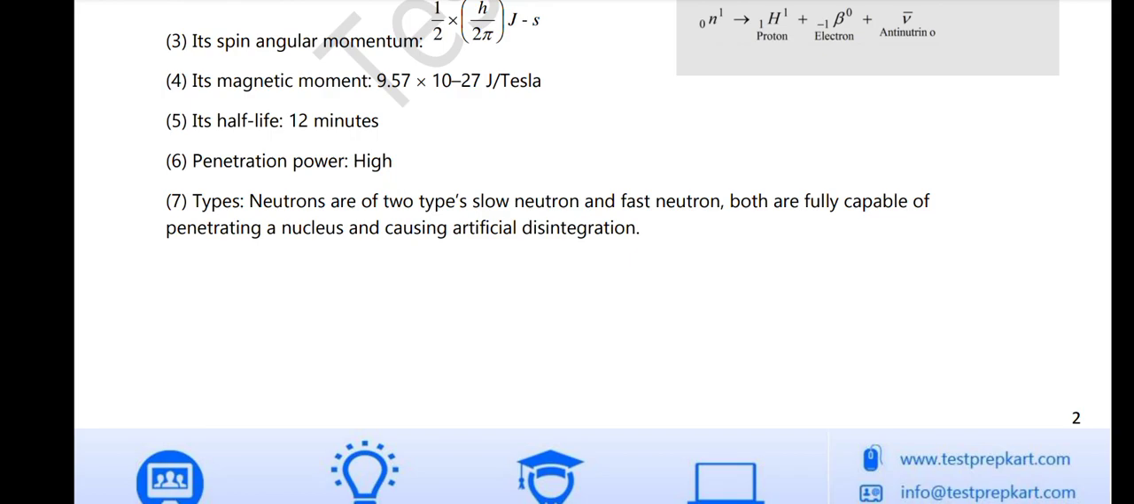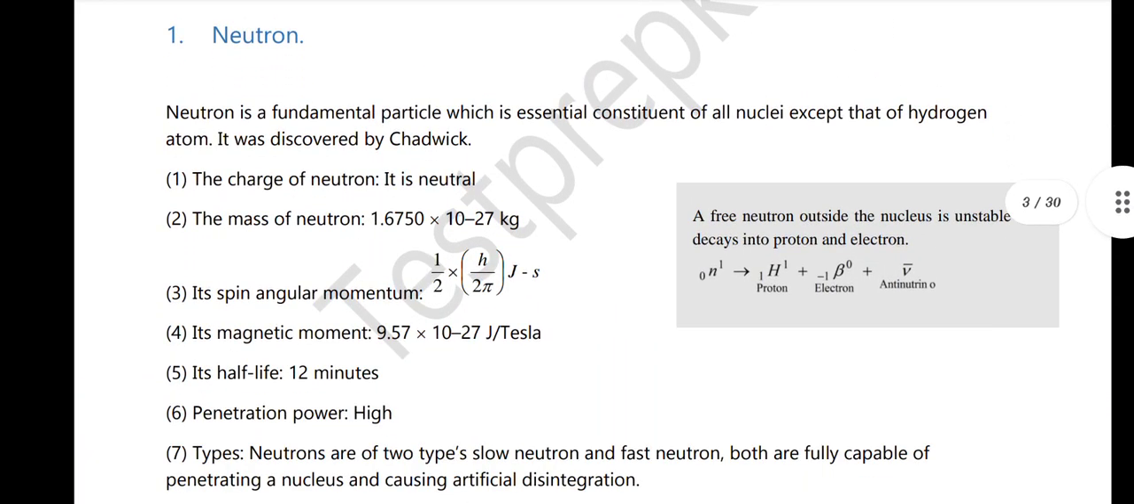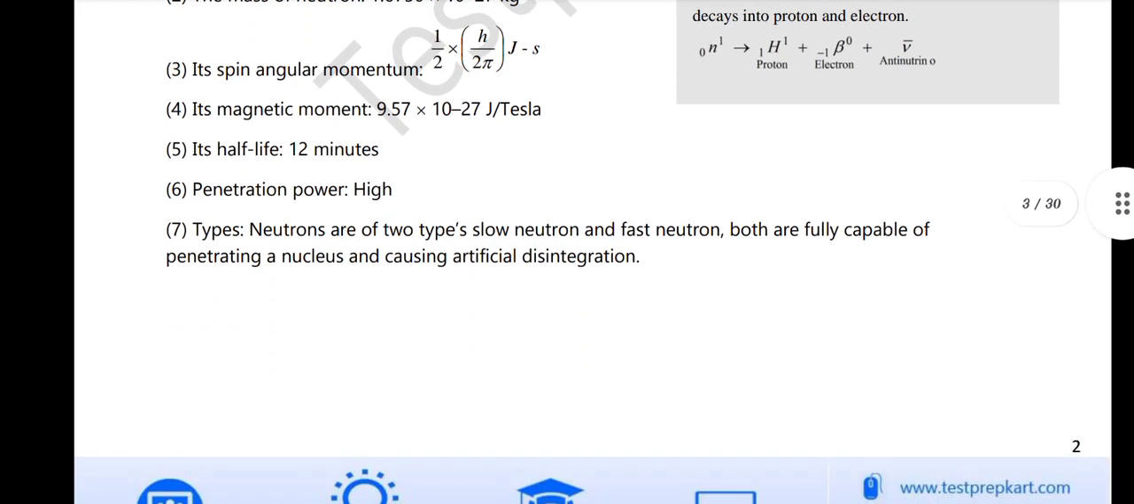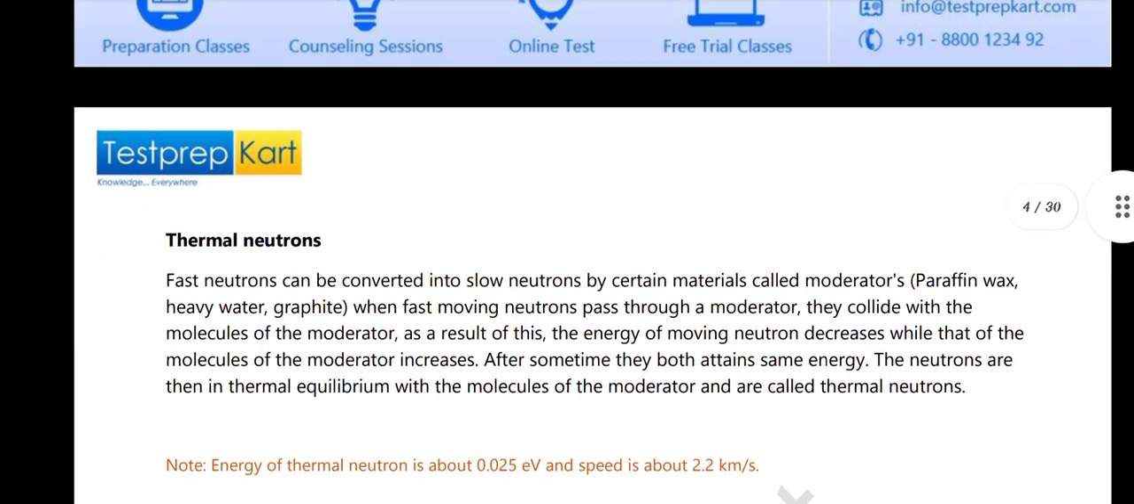And some other information is given, but I think that is not important. The mass number, spin angular momentum, mass of the neutron, and magnetic moment are the important things they may ask. Most of the other things are okay, but not that important, they may not ask you.